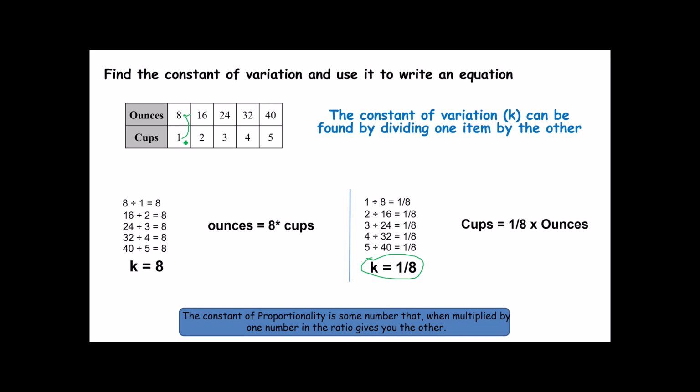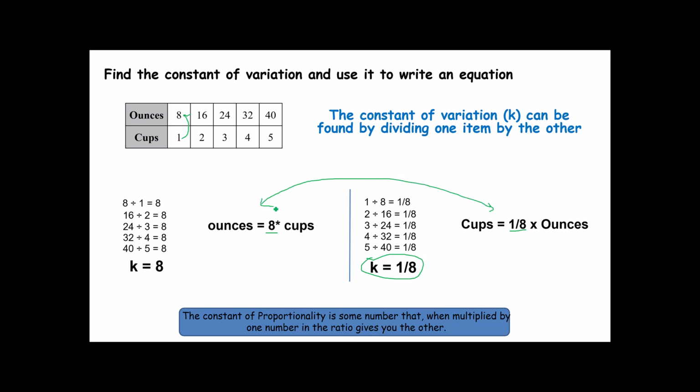You see, there's really two different ways I can write this equation. Cups is 1/8 times ounces, and ounces equals 8 times cups, both using a different constant of variation, but both equations meaning the exact same thing. In other words, if I gave you a specific number of cups and you plugged it into this equation, you would get the same answer as if you were to plug it into this equation. This is two ways to write the exact same relationship.